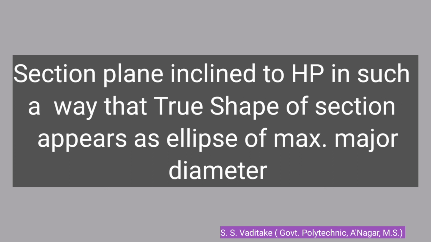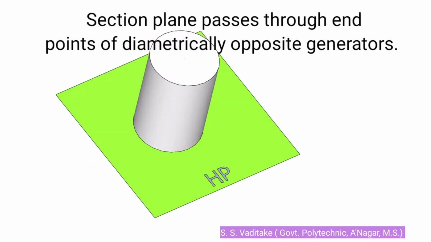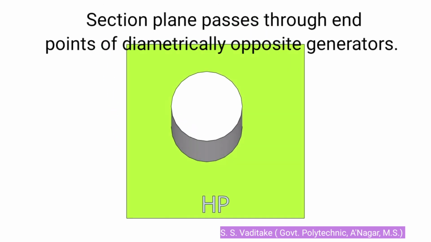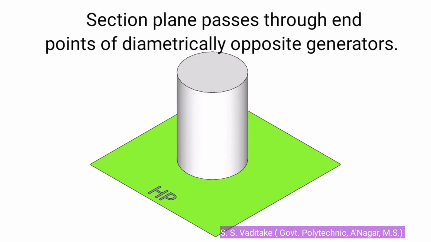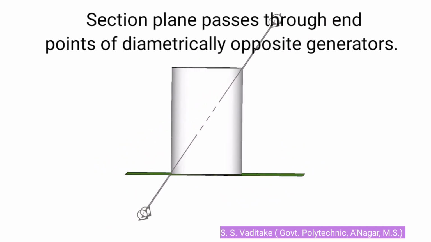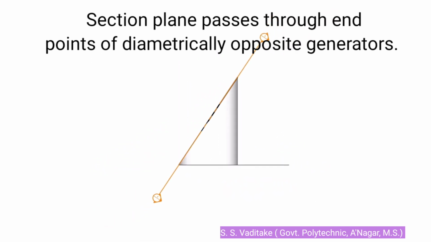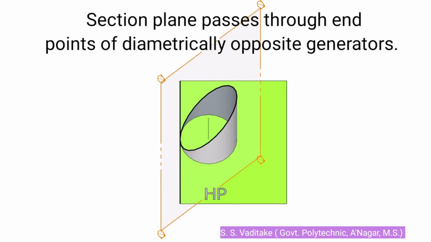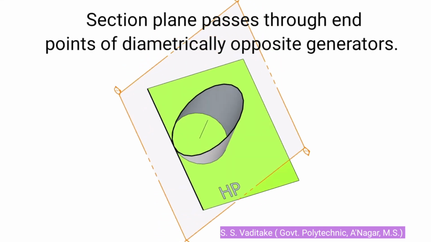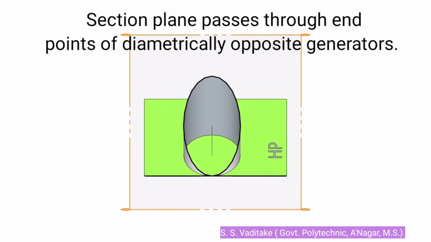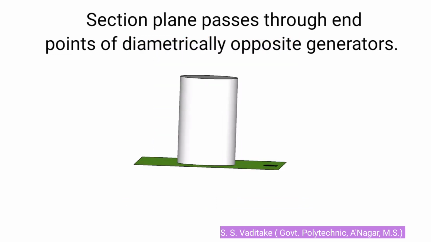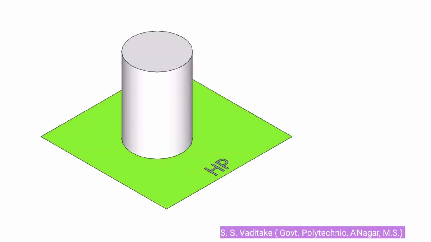Now for the same case, that is a cylinder, the angle of the section plane is not given, but its true shape is given. That is, the true shape appears as an ellipse. So to locate the cutting plane, we have to draw the cutting plane or section plane in this manner. That is, the lower left corner and top right corner should be cut by the cutting plane, and thus we get its sectional top view, sectional side view, and the true shape also.